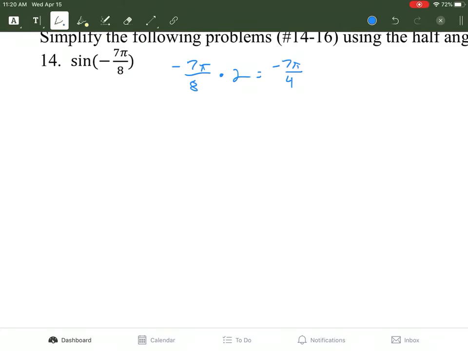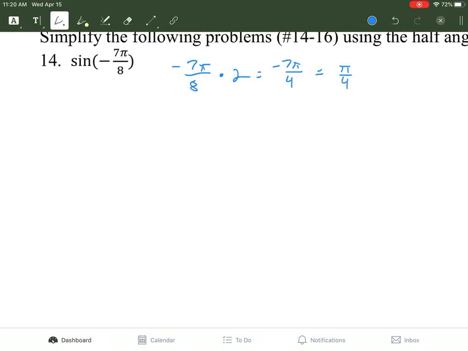Now this one's a little bit tricky because negative 7 pi over 4 on the unit circle, if you go backwards around the unit circle and get to negative 7 pi over 4, this is the same thing as pi over 4. Okay, so we're not using negative 7 pi over 4 for this problem. We're going to use pi over 4.